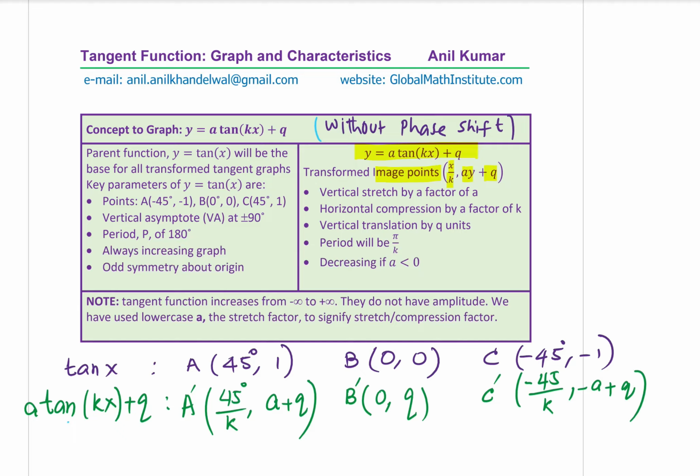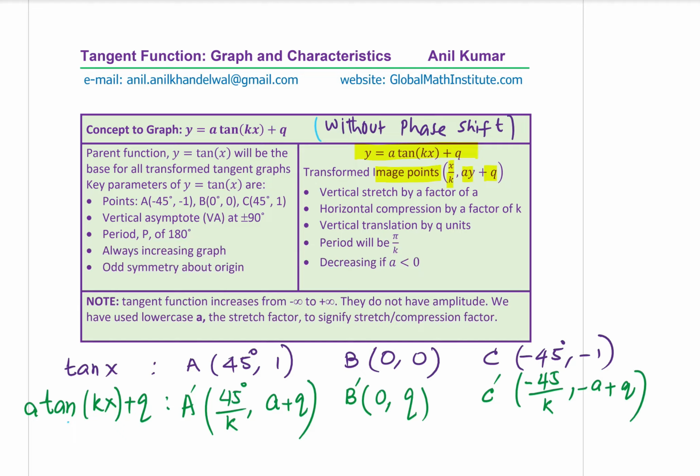How do we get k? The value of k is from the period. So let's look into this part. We have understood how to use these image points to get the value of a and also the value of q, correct? Okay, the vertical stretch and vertical translation is taken care of. Now, vertical stretch is by a factor of a, which is the difference in the y values of our points A and B. Horizontal compression is by a factor of k. The horizontal compression really means that the x value will be x over k, so that is affecting the period, correct? So we get the period from the k value.